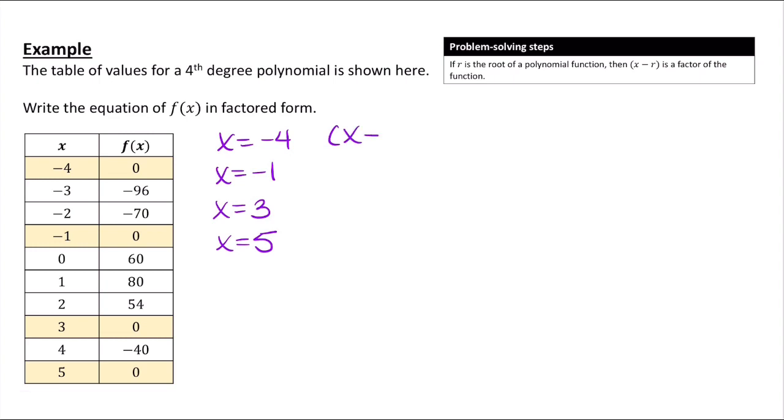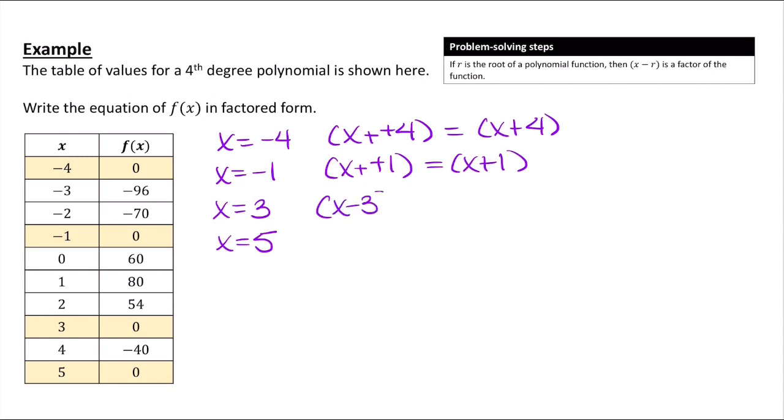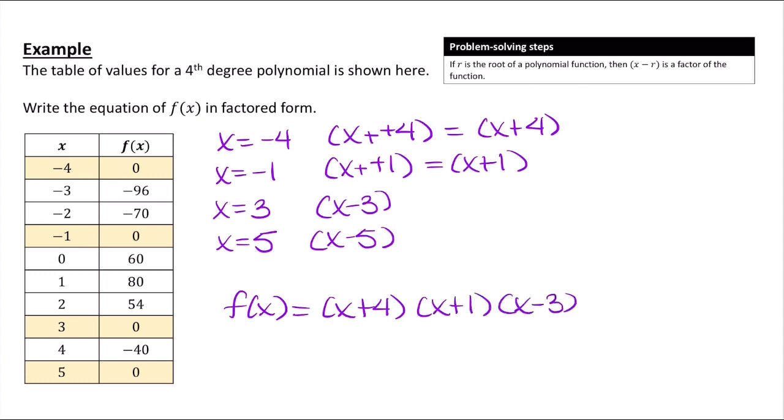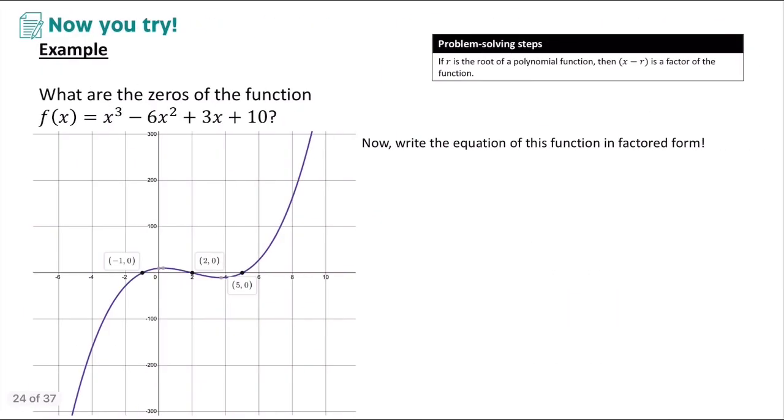So let's do x minus r to write the factors. This is going to be x minus -4. Minus a negative, let's turn that into plus, so we have x plus 4. Then we have x minus -1, once again turning that into x plus 1. Then we have x minus 3, and finally x minus 5. So we can write this polynomial f of x as x plus 4 times x plus 1 times x minus 3 times x minus 5. Now you can go ahead and pause the video and try this example on your own.